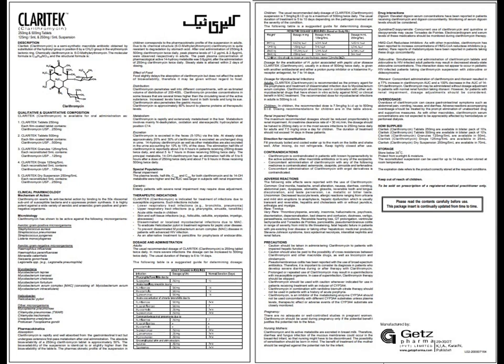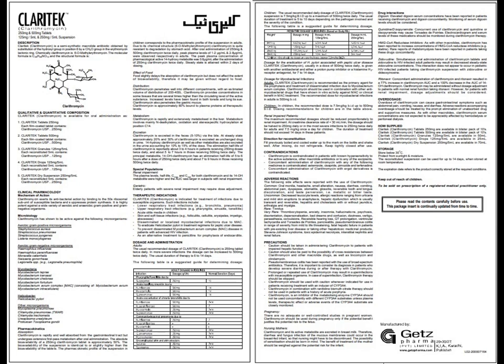The elimination half-life of clarithromycin is reportedly about 3 to 4 hours in patients receiving 250 mg doses twice daily, and about 5 to 7 hours in those receiving 500 mg twice daily. The principal metabolite, 14-hydroxyclarithromycin, has an elimination half-life of 5 to 6 hours after a dose of 250 mg twice daily and about 7 to 9 hours in those receiving 500 mg twice daily.